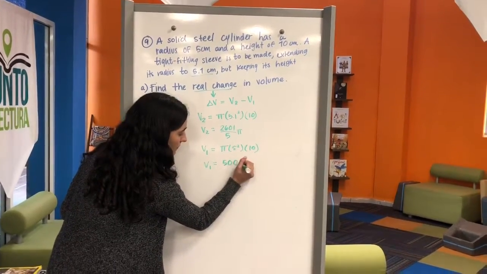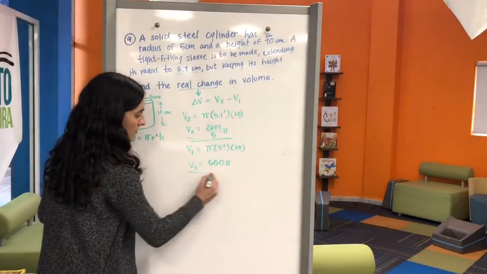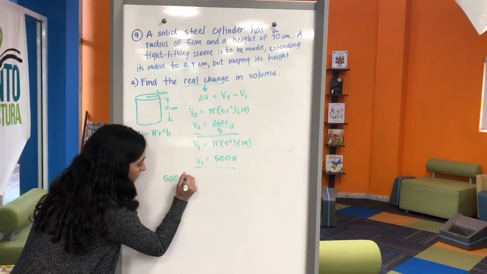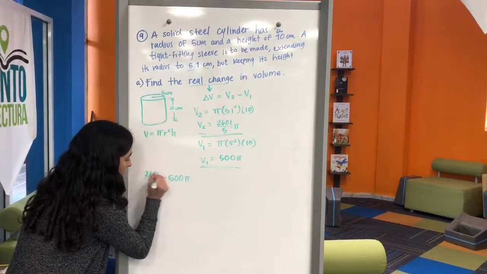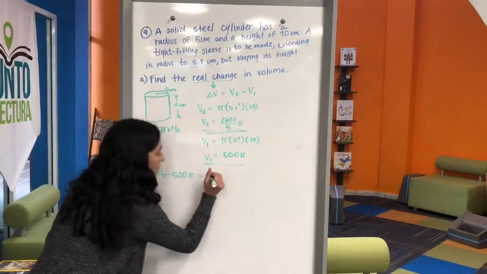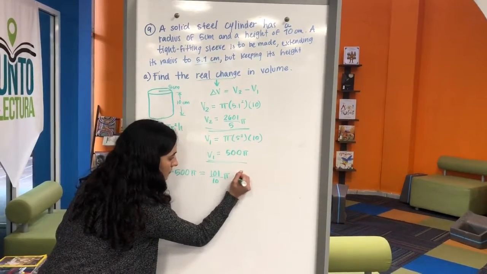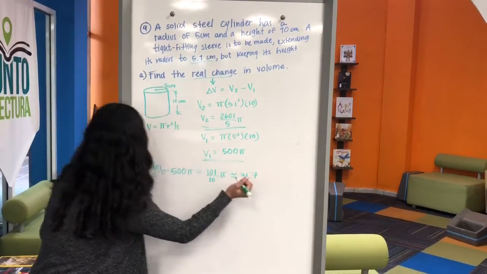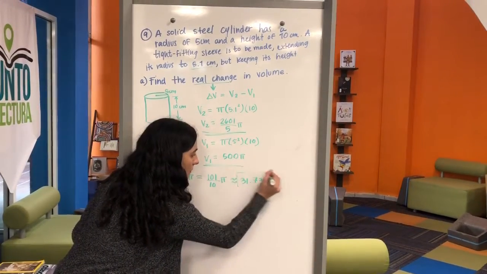And your initial volume is pi times 5 squared times the height, so volume 1 equals 500 pi. Now what you do is you subtract the final volume minus the initial volume. So 2,601 over 5 pi minus 500 pi, which will equal 101 over 10 pi, which is approximately 31.7301 centimeters cubed.